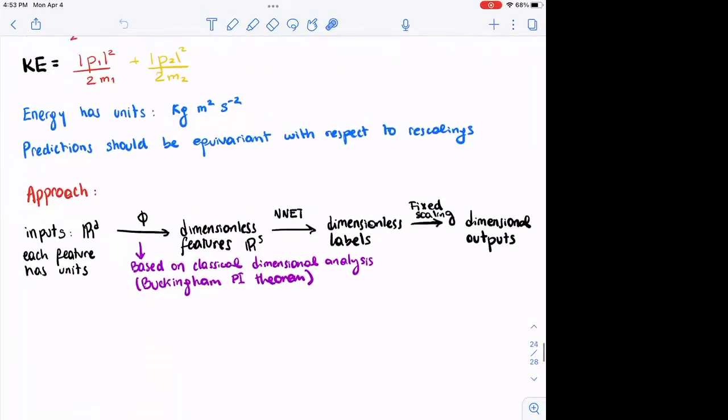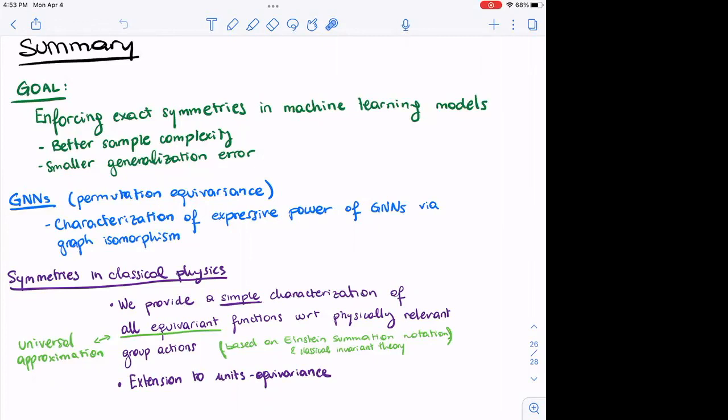Any comments or questions or anything? So what I talked about was enforcing exact symmetries in machine learning models. I argued that you gain something by implementing the symmetries. At least in the compact group case, I gave you a precise quantification of how much you gain in terms of generalization error, which you can translate into sample complexity, how many fewer samples you need. In the case of graph neural networks, what you care about is permutation equivariance, with permutations acting by conjugation, and this is connected with the expressive power of graph neural networks via the graph isomorphism problem. And in physics, we looked at equivariant functions with respect to groups like the orthogonal group and similar things.